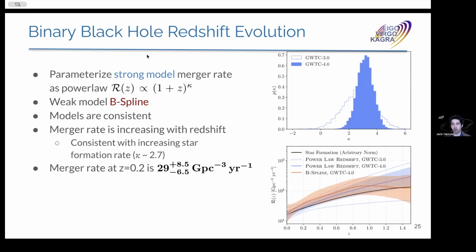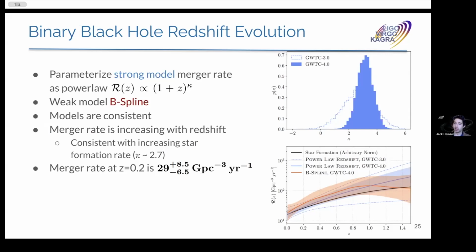Okay, so I'll be talking now about the binary black hole merger rate as a function of redshift. Real briefly, we basically see that the binary black hole merger rate increases as a function of redshift. Parameterizing this in our strong model approach, we just model the merger rate as a power law in 1 plus the redshift z.